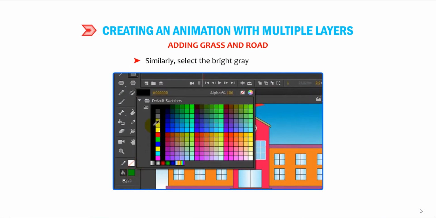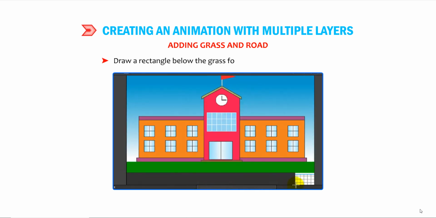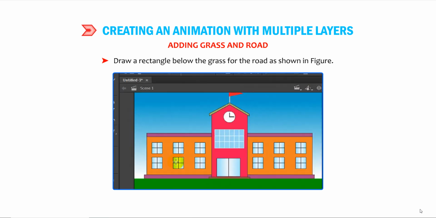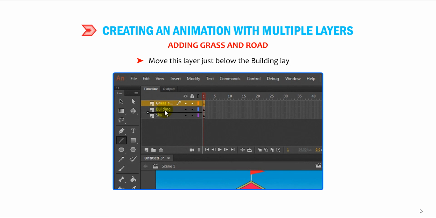Similarly, select the bright gray as the fill color. Draw a rectangle below the grass for the road as shown in the figure. Move this layer just below the building layer.